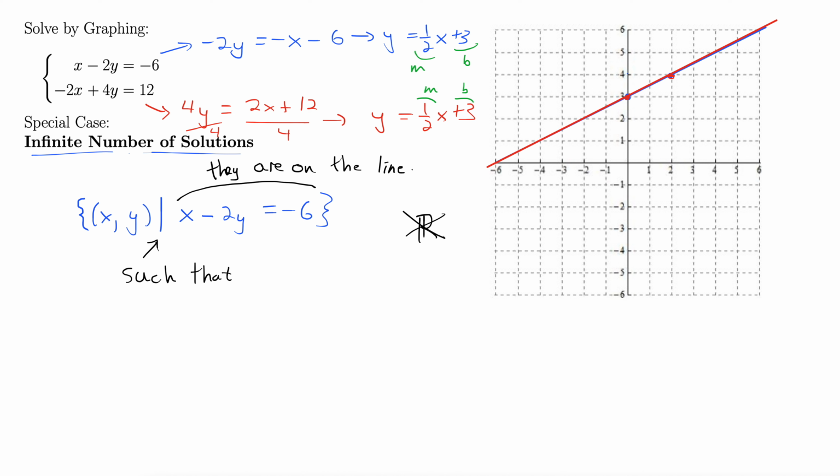An equally good way to write this could have been by taking the bottom version of the line. So we could have also said x comma y such that negative 2x plus 4y equals 12. That's just as good. So it's a little bit tricky to write the final answer once you determine that you have an infinite number of solutions, but it's not enough to just write out infinite number of solutions or just write real numbers or something like that.